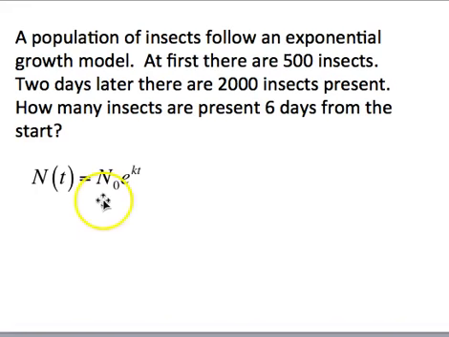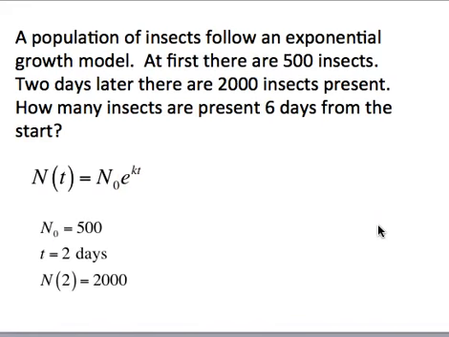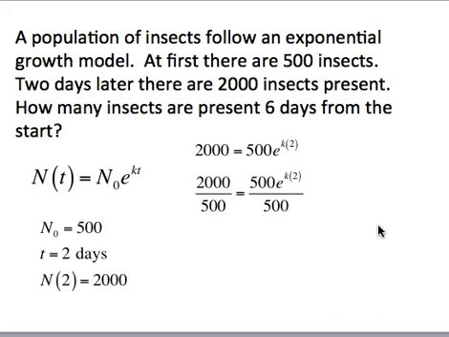So here is our formula. The number of insects we have is the initial number times e to the kt. So at first there are 500 insects. So N sub 0 should be 500. 2 days later, t is 2. t is represented in days in this problem. 2,000, the N of t would be 2,000. And then we can use that to solve for k. So again, N of 0 is 500, t is 2 days, N of 2 is 2,000. Plugging all that in, we get this. Dividing by 500, 2,000 divided by 500 is 4. And we get 4 equals e to the 2k.